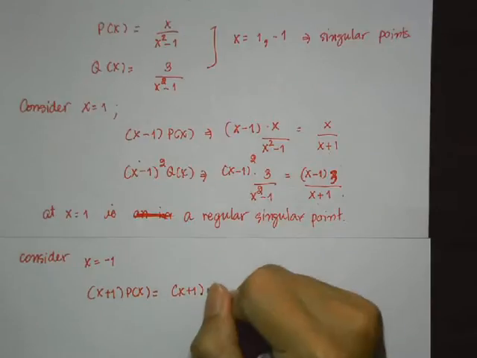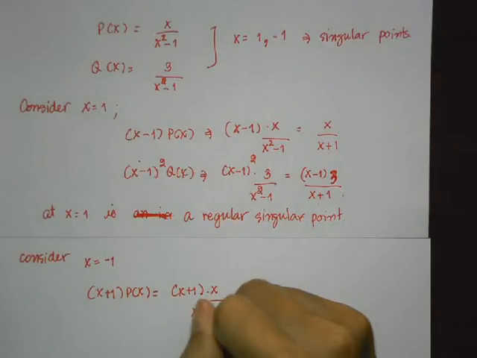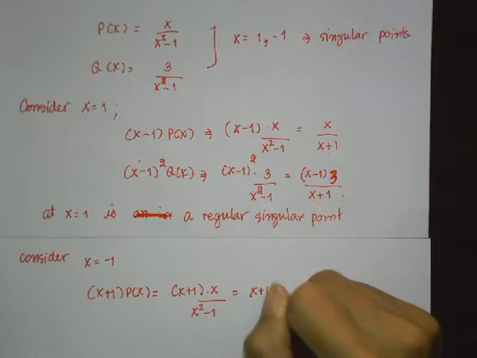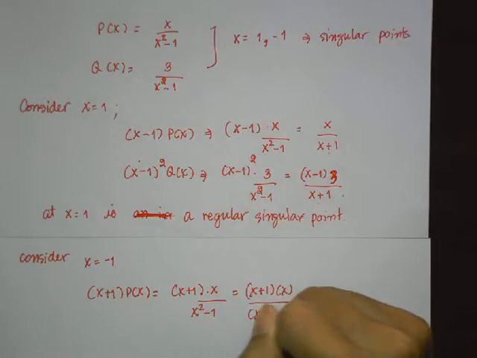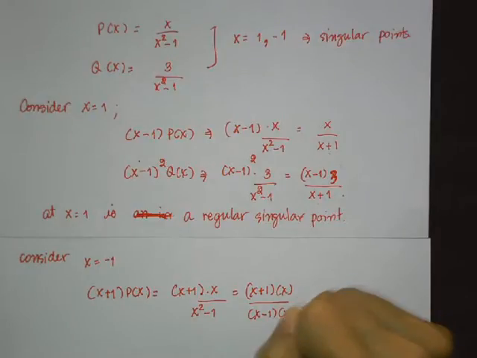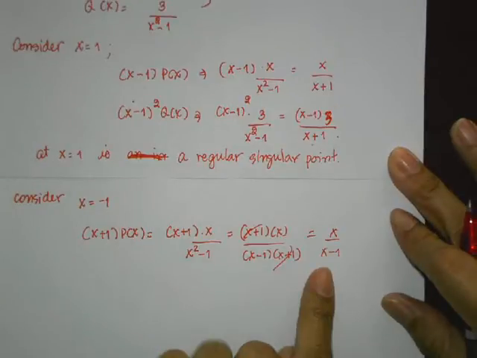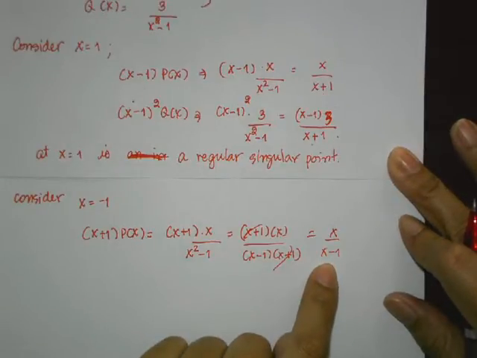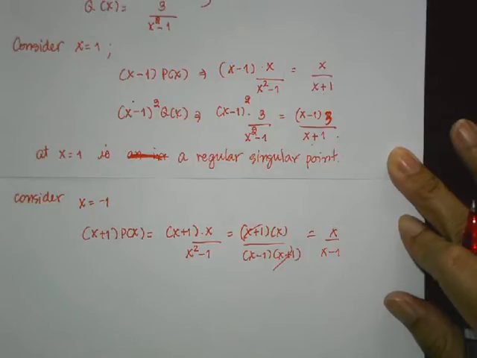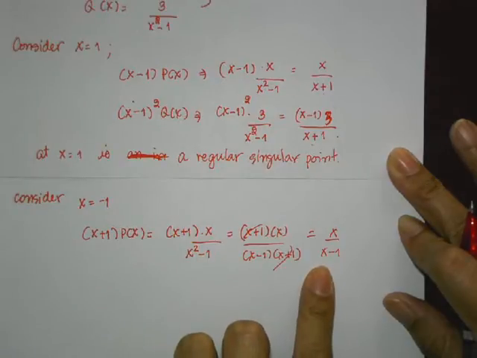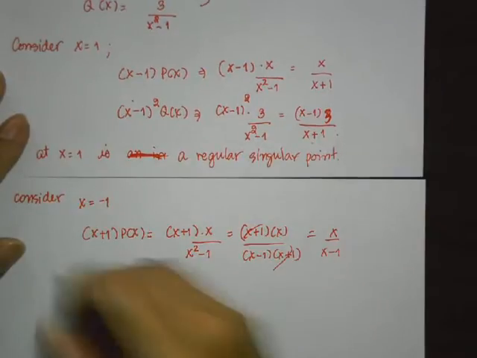Px is x divided by x squared minus 1. If we plug x equal to minus 1 into this one, we still get this function as an analytic function. Can you find the value if you put x equal to minus 1 in here? Yes. Now we check the second criteria.